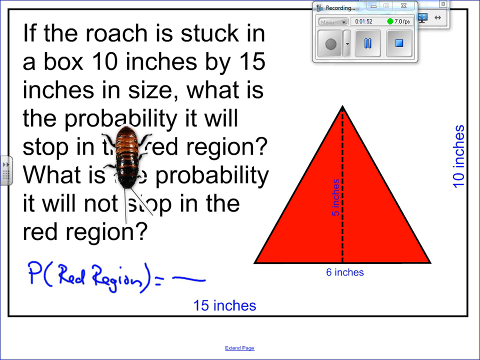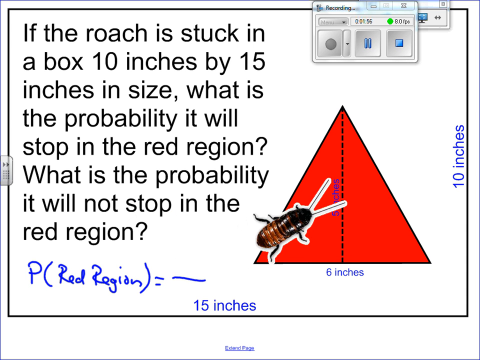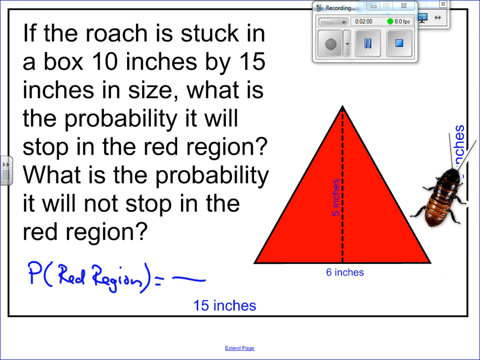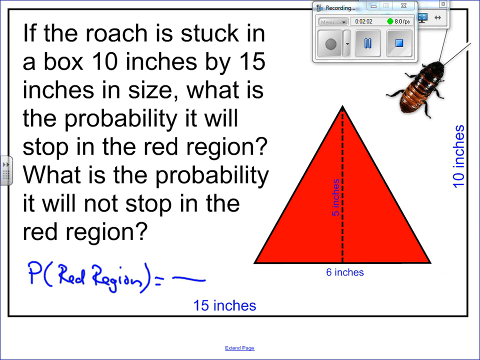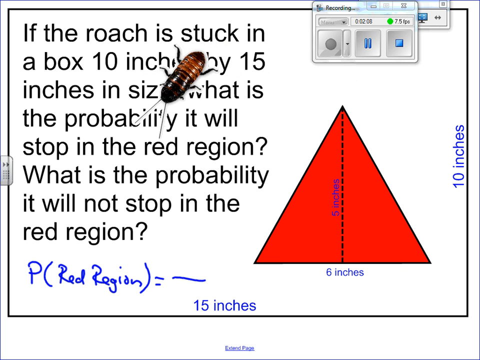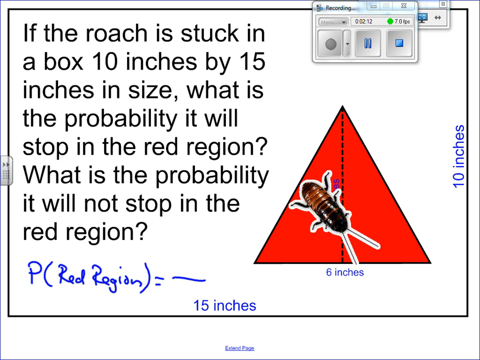Yes, sir? The what? Okay, he's got a number. He's got a number there. I'm not really looking for a number at the moment. I'm looking for the basic idea of probability. What always goes on top? Yes, sir. Okay, I thought you were raising your hand. Okay, yes, sir.